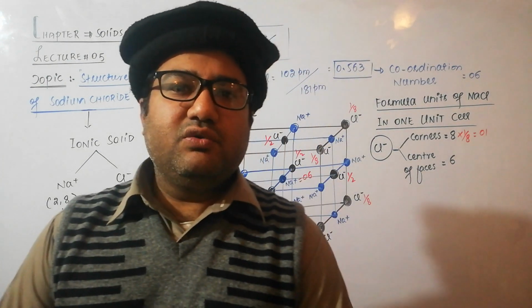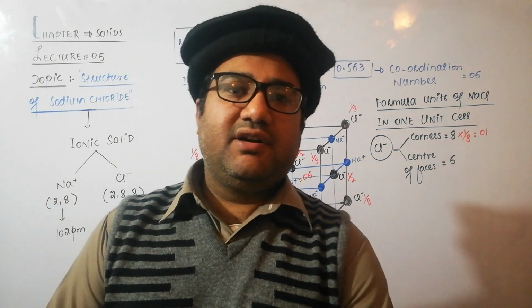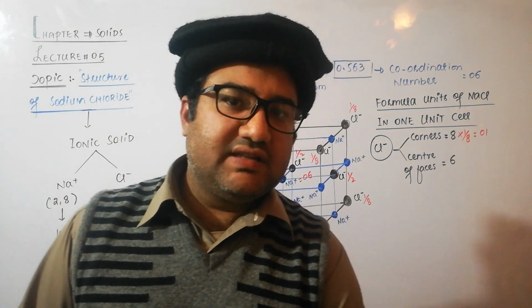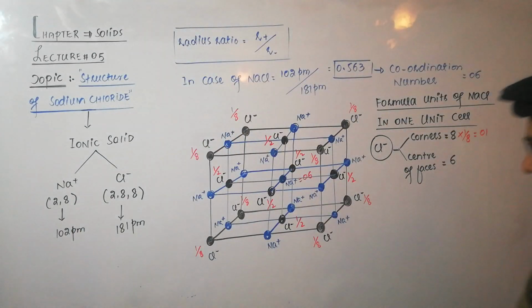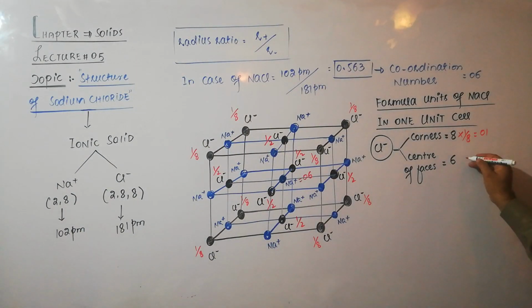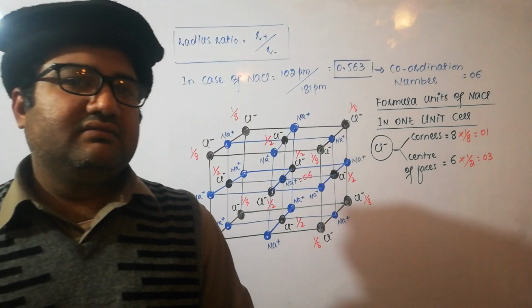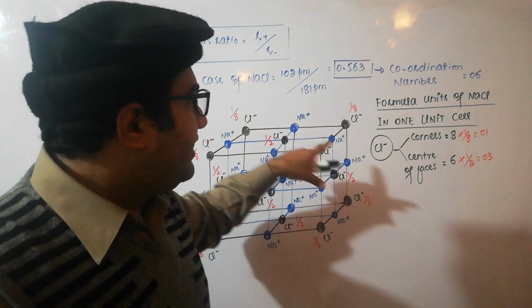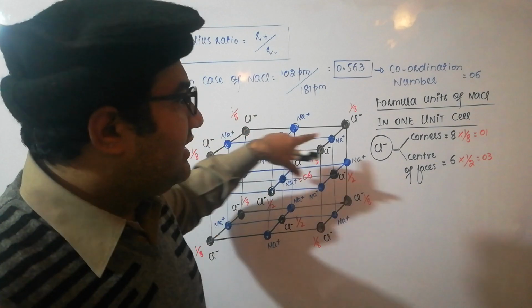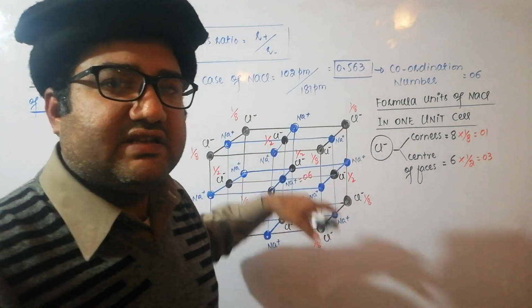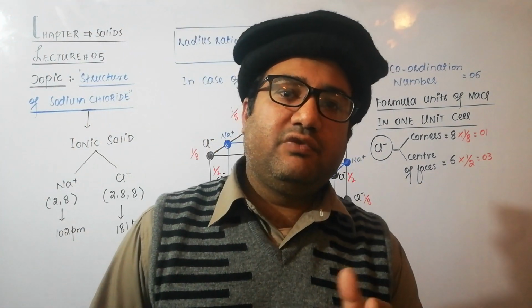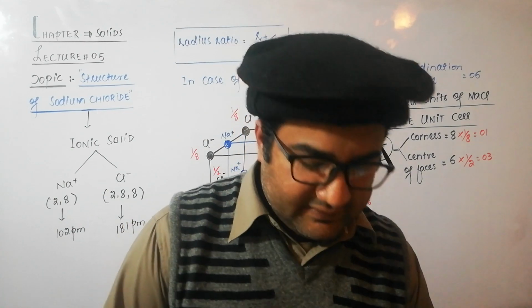So there are two ways. Either add 1 by 2 six times, 1 by 2 plus 1 by 2 plus 1 by 2, because there are a total of 6 chloride ions present at the centers of the faces, or simply multiply 6 with half, and the answer will be 3. So how many chloride ions are there in total per unit cell? 1 with respect to the corners and 3 with respect to the centers of the faces. So there will be a total of 4 chloride ions per unit cell.